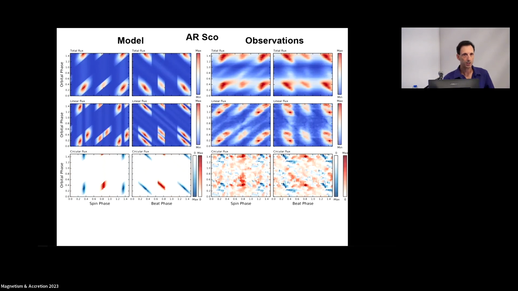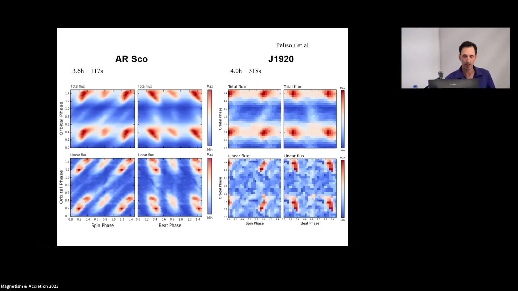Okay, so that was the story up to about 2018, and AR Sco was the only system of this type. But since then, 4 or 5 years later, we believe we finally found a second AR Sco system, so it's no longer unique. And so it's AR Sco on the left again. The new data is on the right, and you can see the two objects are remarkably similar. They have similar orbital periods. The new system has a spin period of 318 seconds as opposed to 117 seconds.